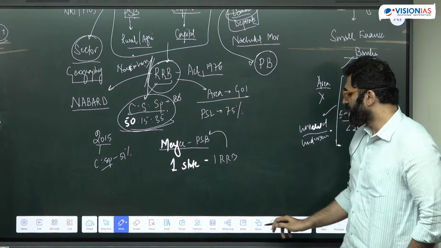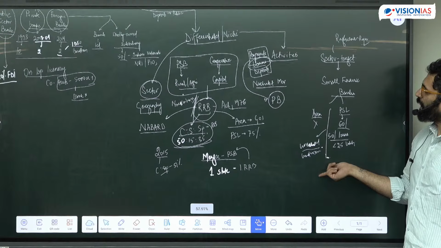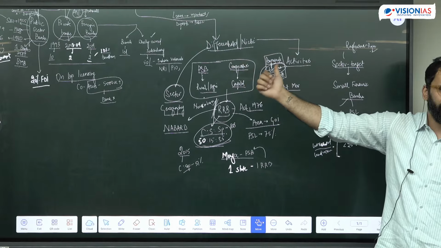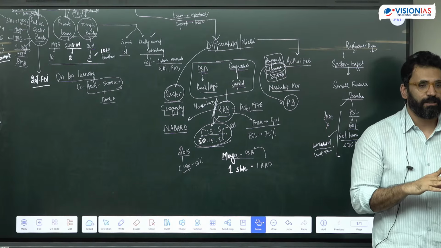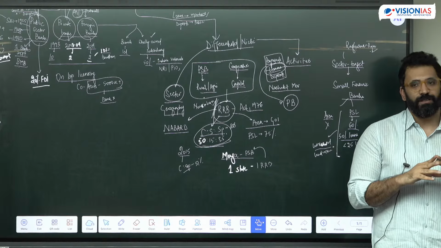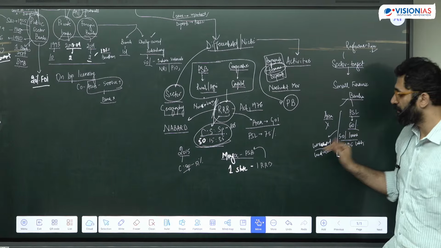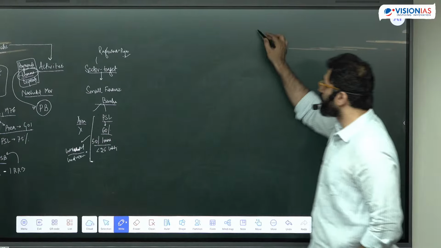So you have 6 types of banks in the country: RRB, payment banks, small finance banks, and the 3 which I told you about, public sector banks, private banks, and foreign banks. You should have a broader idea about the regulation of these 6 banks, because regulation-based questions have been asked a number of times in the exam. This is the structure of public sector banks. Now the other structure is, what is a cooperative bank?